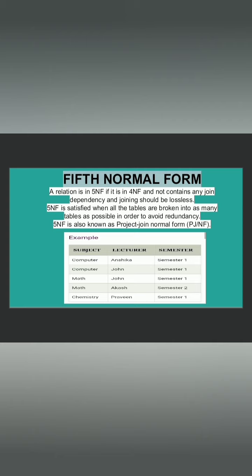Look at this example. Here we have three columns: subject, lecturer and semester. In this table, John takes both computer and mathematics class for semester 1, but he does not take maths class for semester 2. In this case, a combination of all these fields is required to identify valid data. So to make the above table into 5NF, we can decompose it into three relations, that is P1, P2 and P3.